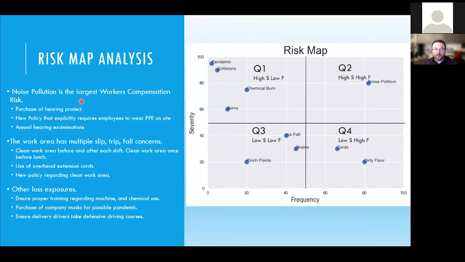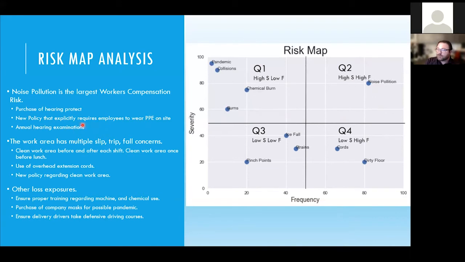So what are some remedies? Well, the purchase of hearing protection is going to be the first thing they need to do. Maybe the hearing protection that they have isn't adequate enough. That's why we're getting injuries. Maybe it needs to be of better quality. But now that they've graphed it, they have an idea of what to look at specifically. So we took a large list of risks and narrowed it down to what our problem children are, and our number 1 is that noise pollution.